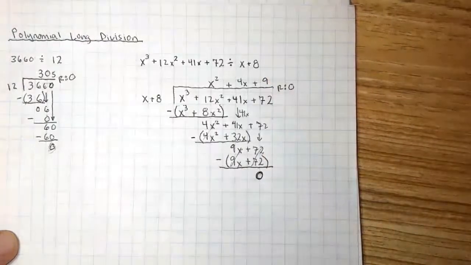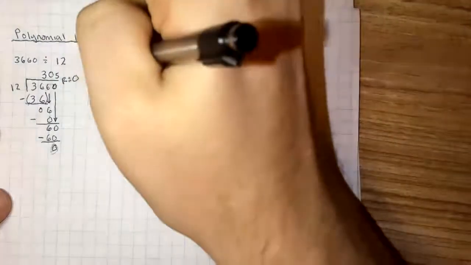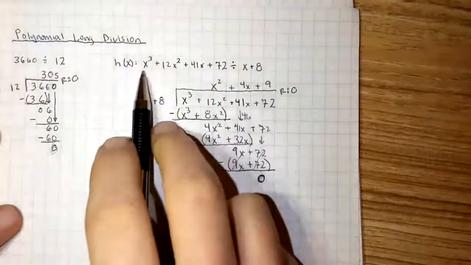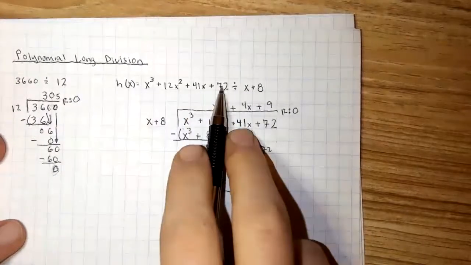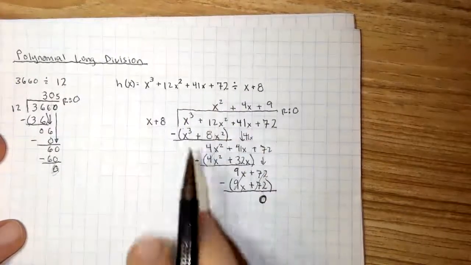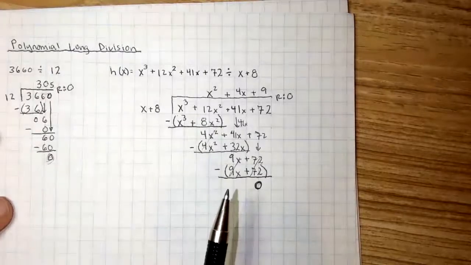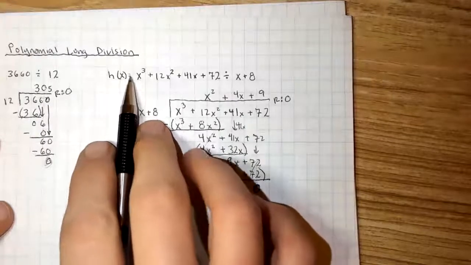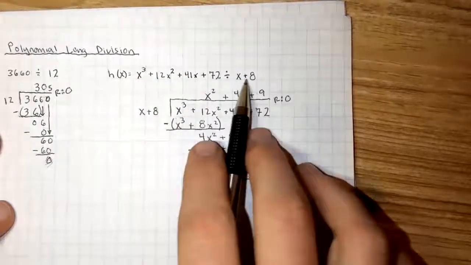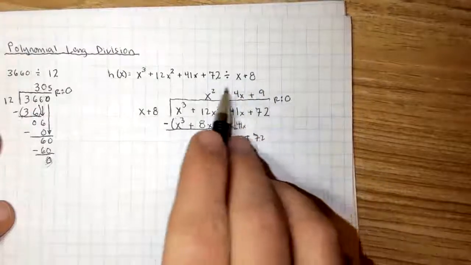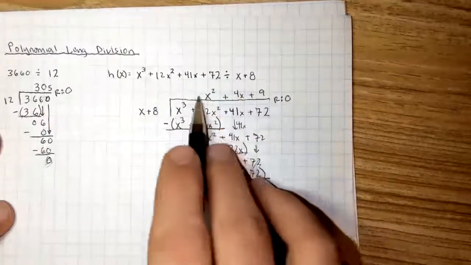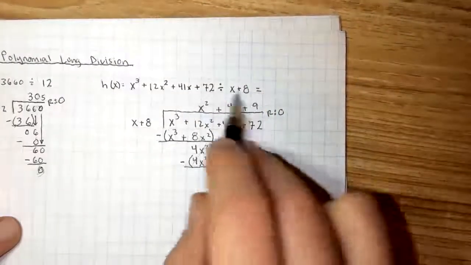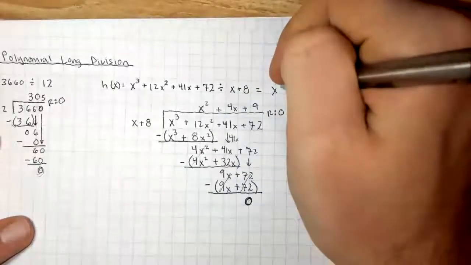Okay, so essentially, if this was a function, like if I define this as h of x, if h of x was equal to all of this stuff, and h of x was the cubed function and I divided it by x plus 8, this is what would be remaining. So by dividing by x plus 8, I have created this expression or function, x squared plus 4x plus 9.